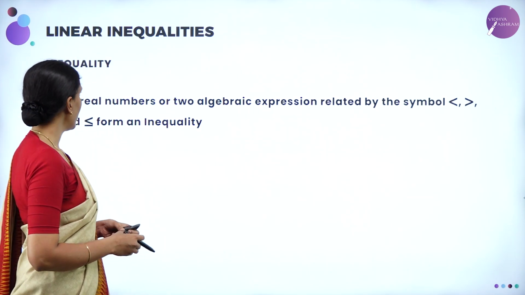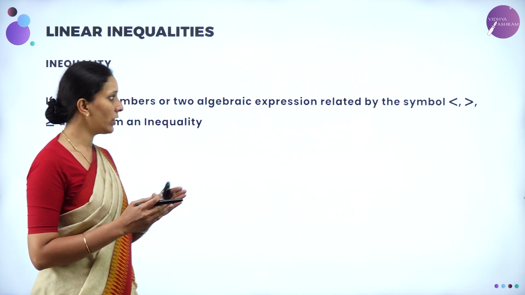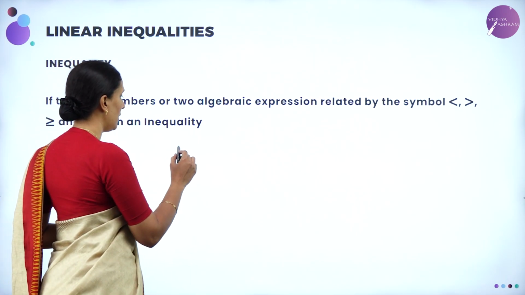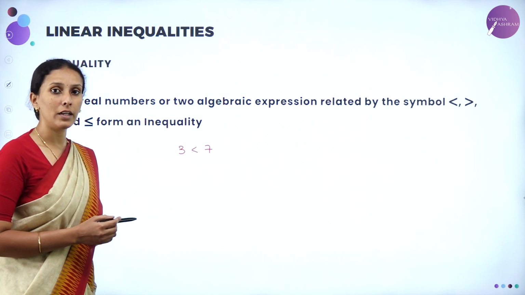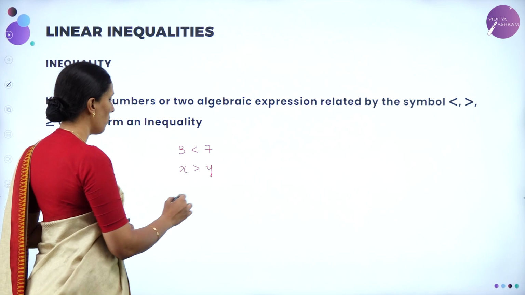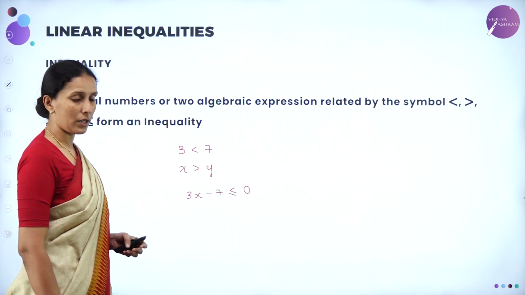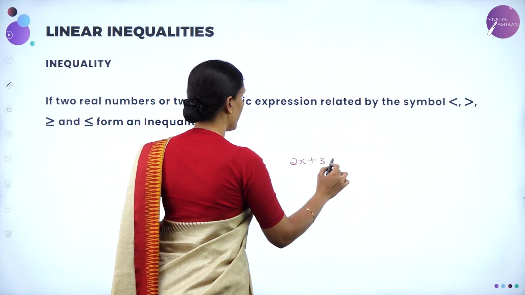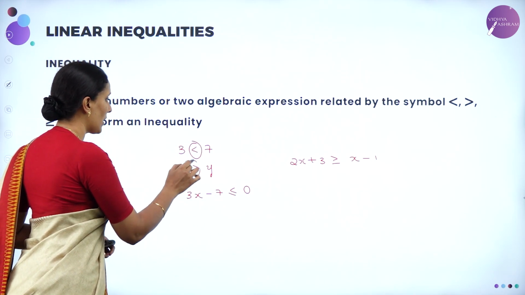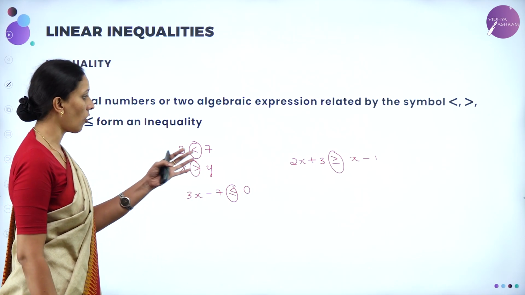Let us see what we mean by inequality. If two real numbers or two algebraic expressions are related with the symbols less than, greater than, less than or equal to, and greater than or equal to, they form an inequality. For example, 3 less than 7. This is a numerical inequality. x greater than y: two algebraic expressions which form an inequality. For example, 3x minus 7 less than or equal to 0. So, this also forms an inequality. Now, 2x plus 3 greater than or equal to x minus 1. This also forms an inequality. So, everywhere here you can clearly see that instead of equality we have less than or greater than symbols, along with the equality, which are called inequalities.